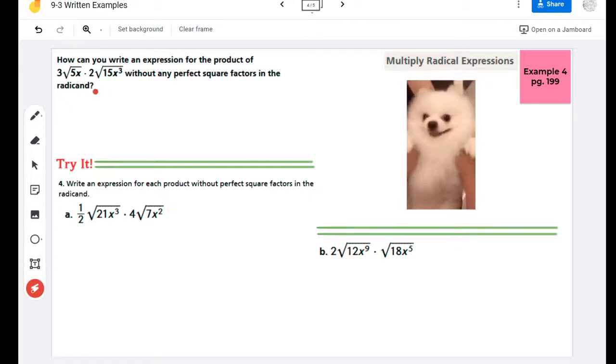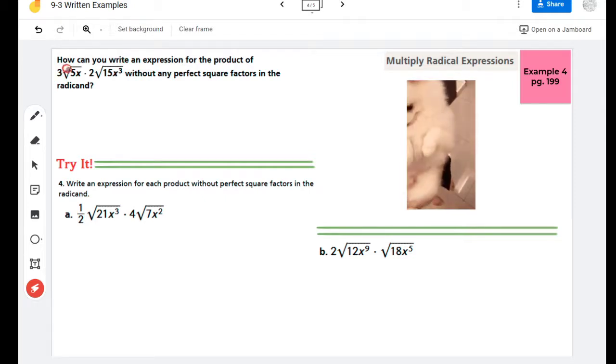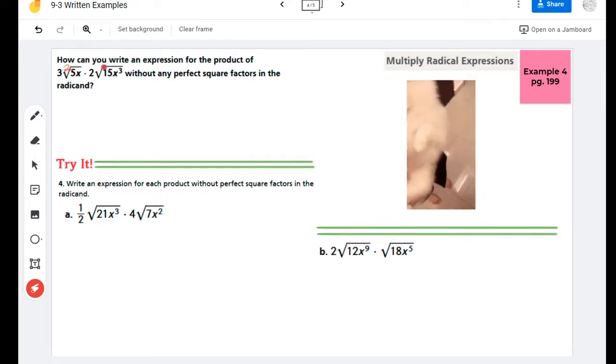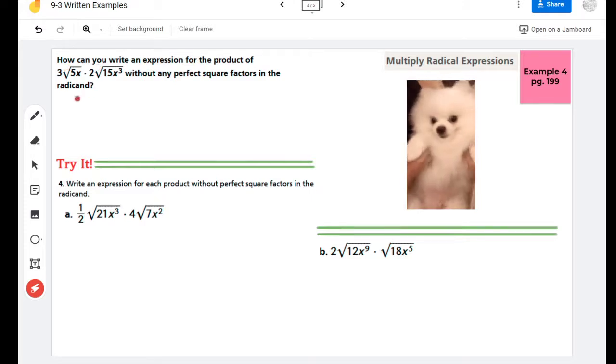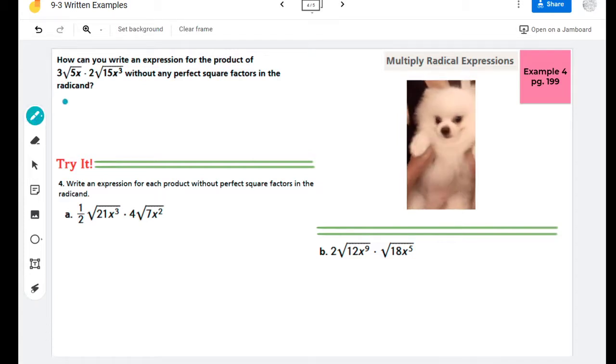Now understand, when I go to do this, I have to have the same index. Remember, the index is the little tiny number that goes up here. This has to be the same 2 for both of these. I can't do a square root with a cube root, for example. And it's actually pretty easy peasy.